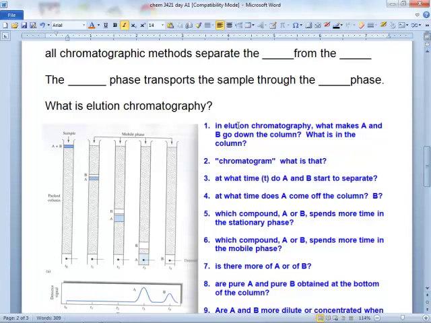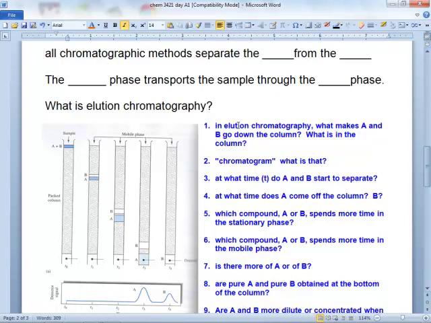Pablo, at what time does A come off the column? A comes off at T3. Notice how right off the column. So yeah, it's separated. At T2, it's definitely separated. We could have chopped this thing off and put it right up there. Wouldn't have had to wait. So it would have been fine. But you can't see what's going on inside the column.